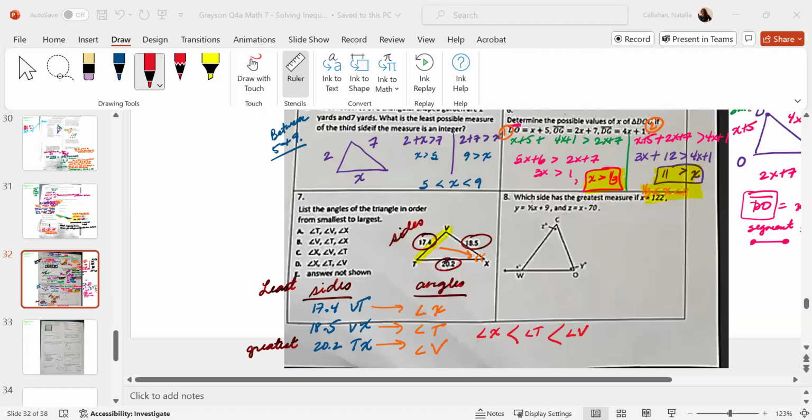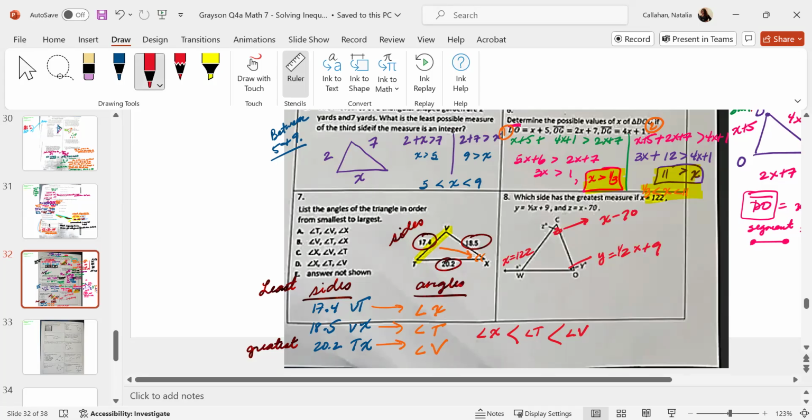What's the greatest measure of x equals 122? Is that what it says? Is x right here? And y? What does y equal? What is that? 5 over 2x? And z, this is z right here, is x minus 70, correct?